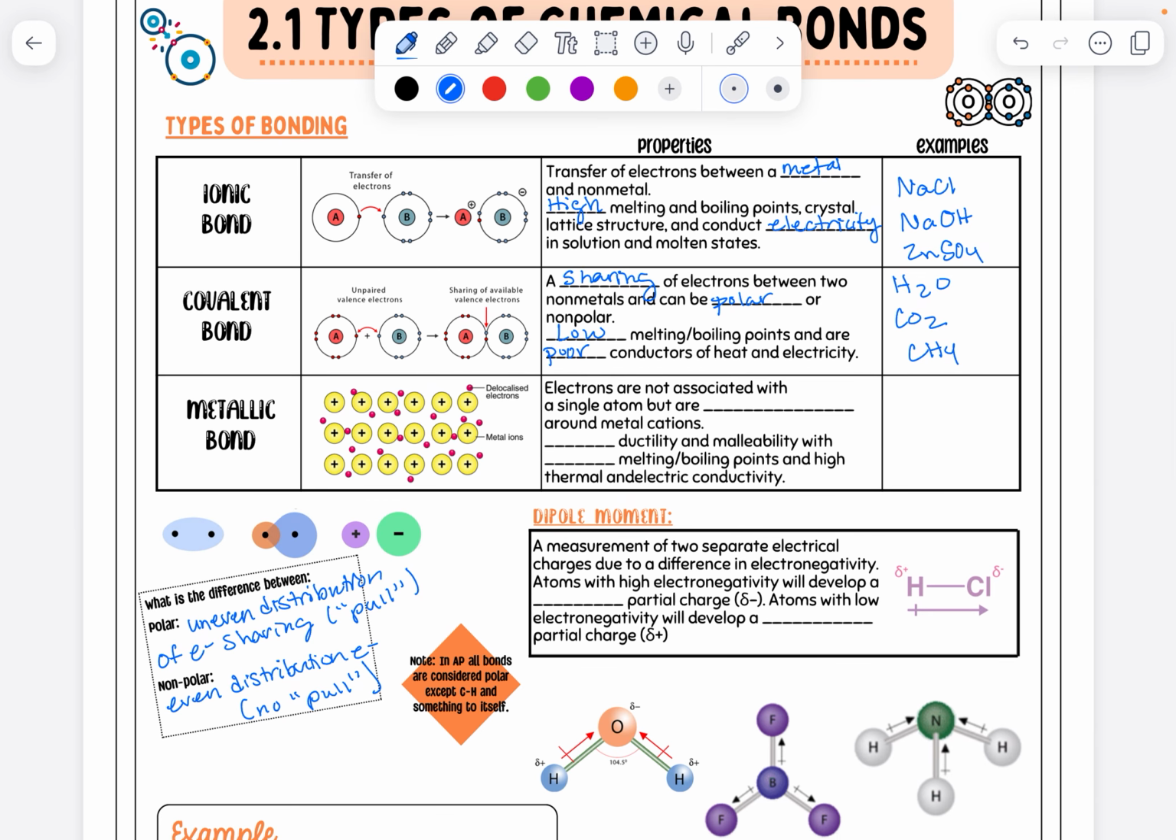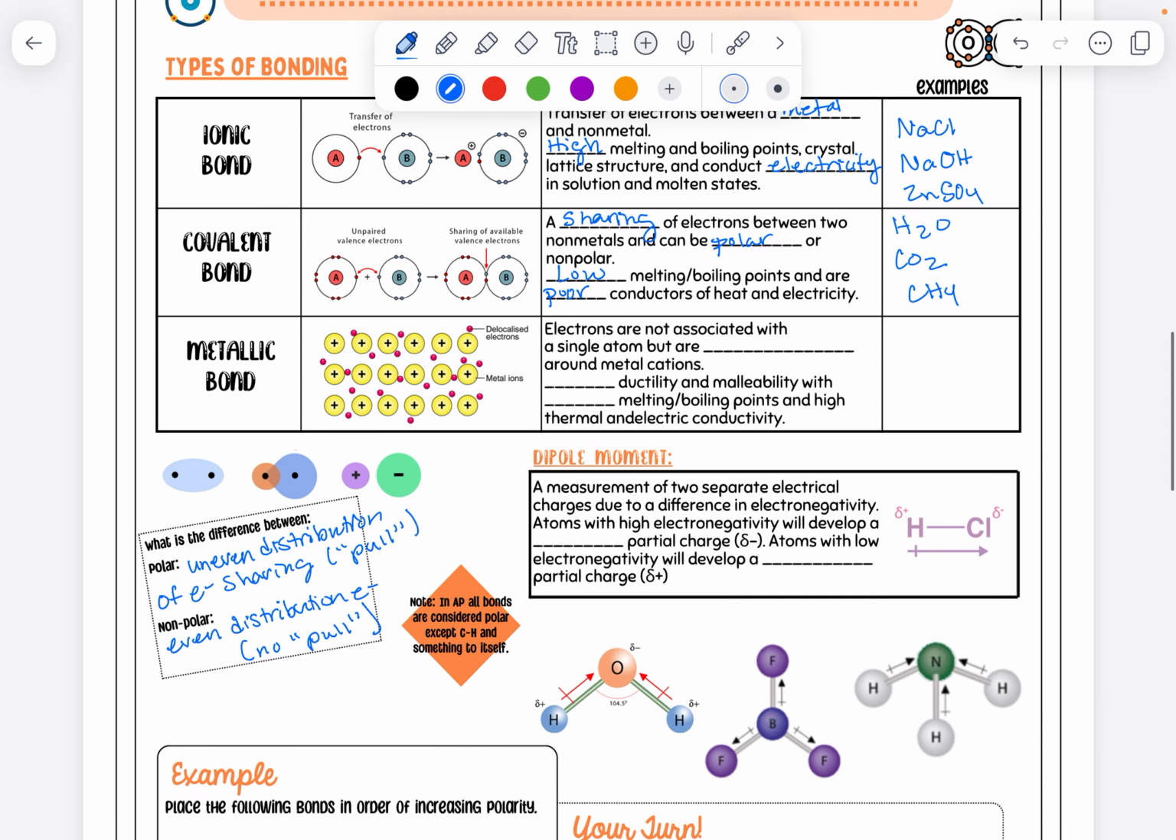The last type of bond I want to talk about is metallic bonds, and these, as in the name, are bonds between metals. So electrons are not associated with a single atom, but are what we call delocalized. Meaning, as we can see in this image over here, that the electrons can move throughout. So we've got all these positively charged metals or cations, and we call this a sea of electrons. So the electrons are free to move through the material.